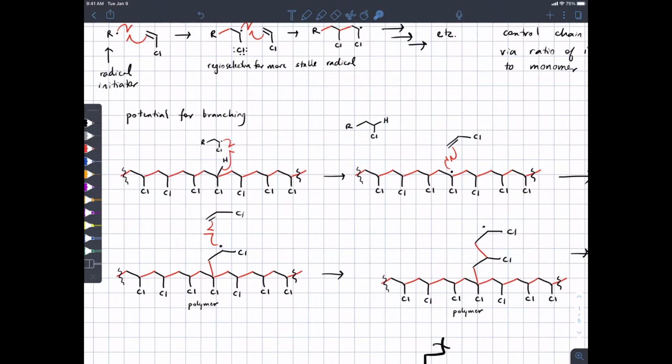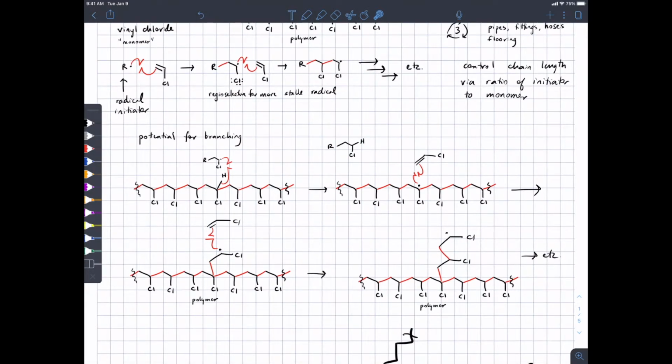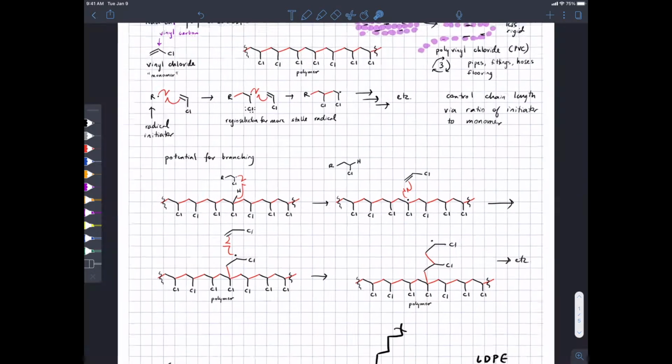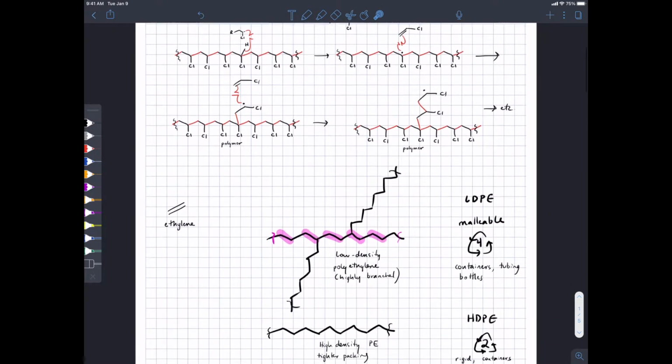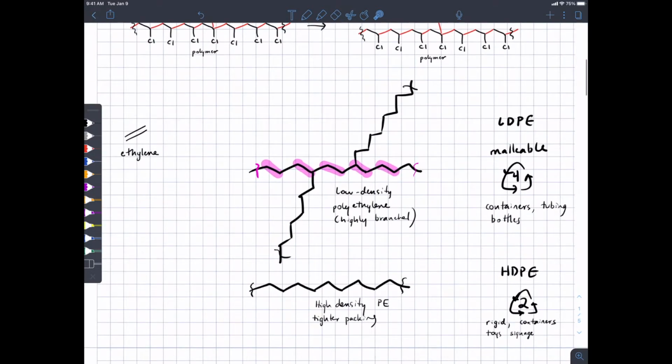And so there are various industrial ways to control the extent of branching, but one of the main consequences of branching is it controls how tightly the polymers can pack against each other. And that determines how flexible or rigid the polymer is. And the classic example of that is polyethylene polymers. So polyethylene is just radical polymerized ethylene. There's no R group, there's nothing other than hydrogens on those carbons. And so your polymer is literally just a long hydrocarbon chain.